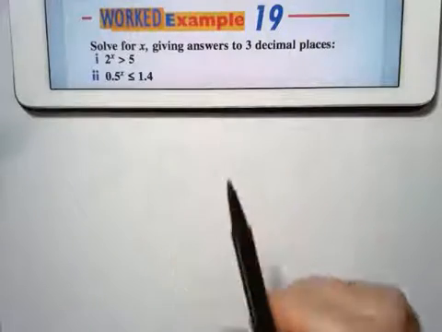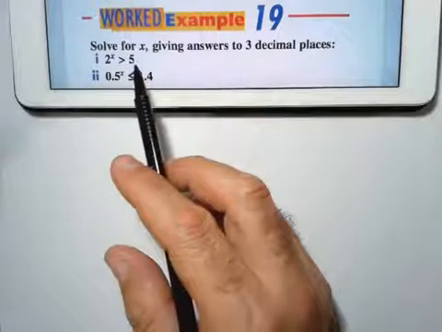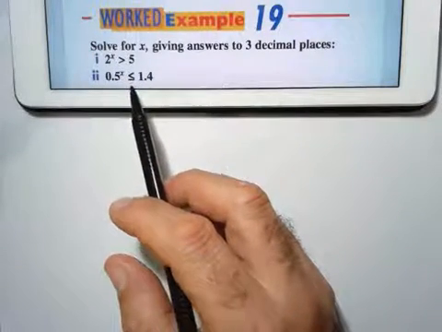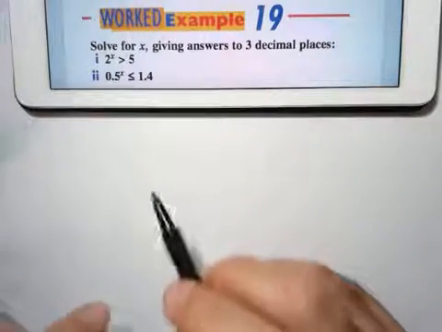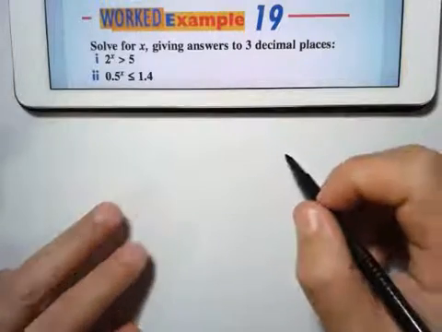Solve for x, giving answers to 3 decimal places, where 2 to the power x is greater than 5 and 0.5 to the power x is less than or equal to 1.4. So just a quick reminder, there are two rules that we have to remember when working with inequalities.